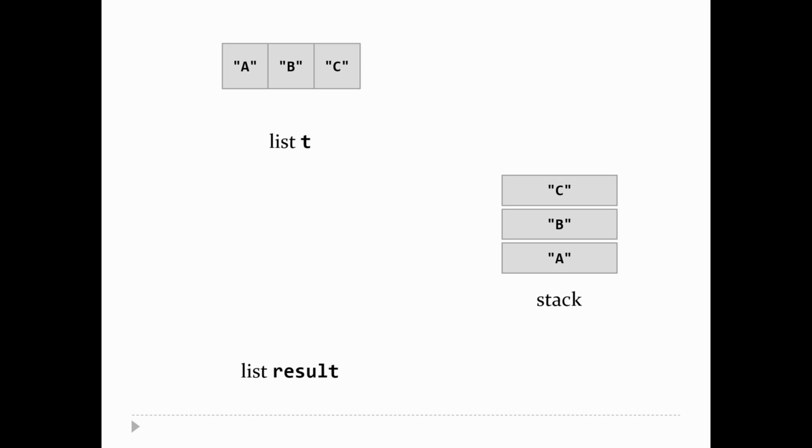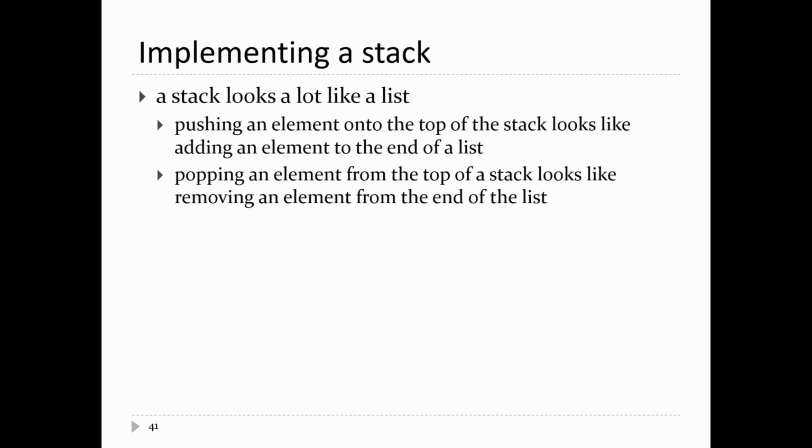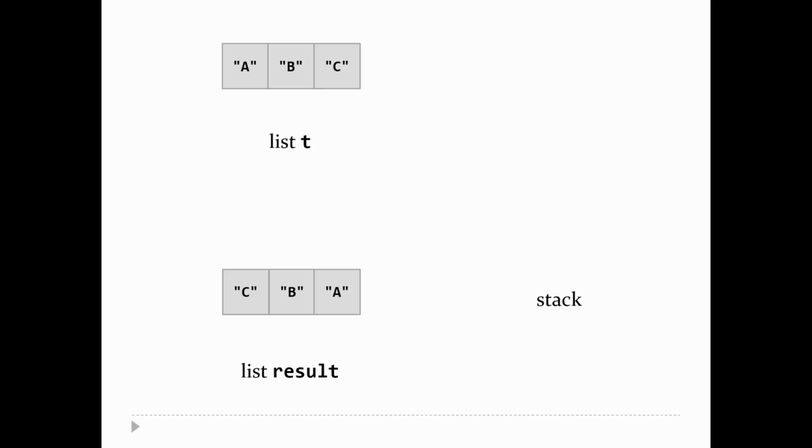So notice that the first element in our list is the bottom element of the stack, and the last element in our list is the top element of the stack. So when I start to pop the elements off the stack, it's the C that's going to come out first. The last element in is the first element out. So as I pop the stack and add them to the result, the result is simply the original list T in reverse order.